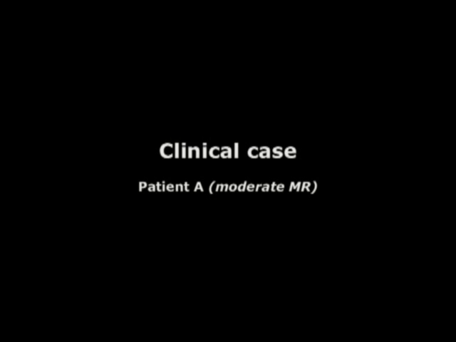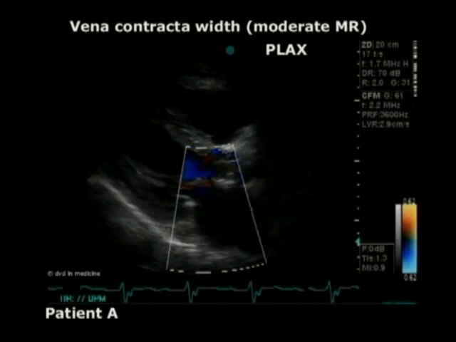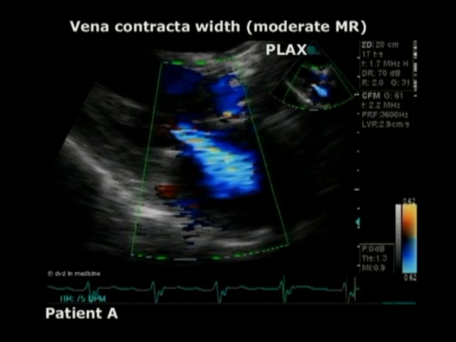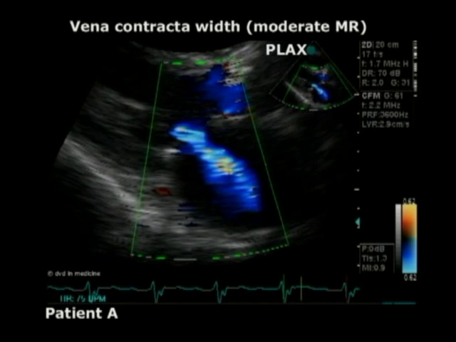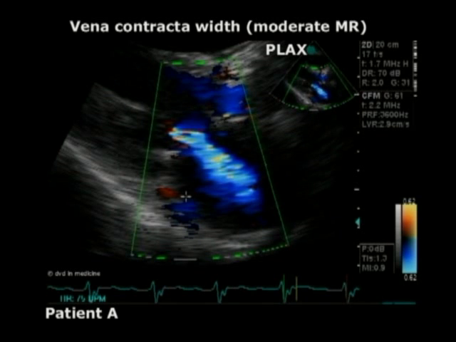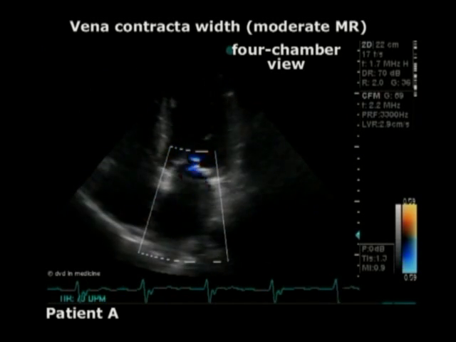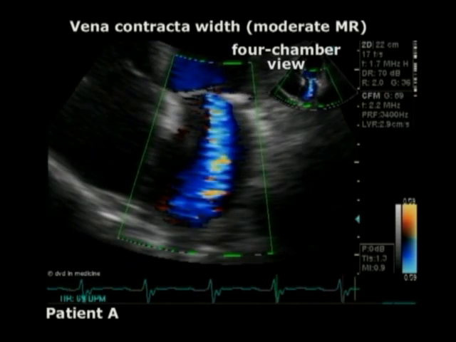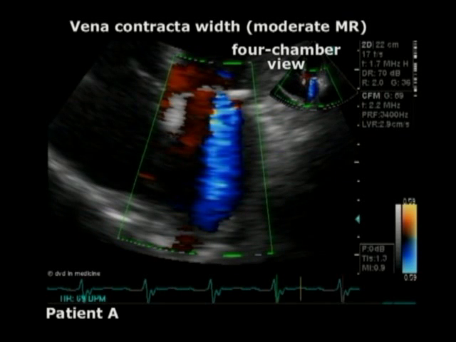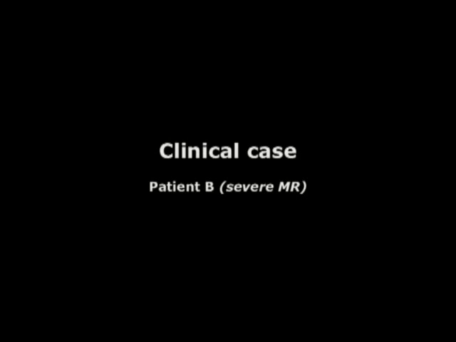Patient A with moderate MR. Vena contracta width is 0.38 centimeters. Vena contracta width is 0.38 centimeters. Patient B with severe MR.